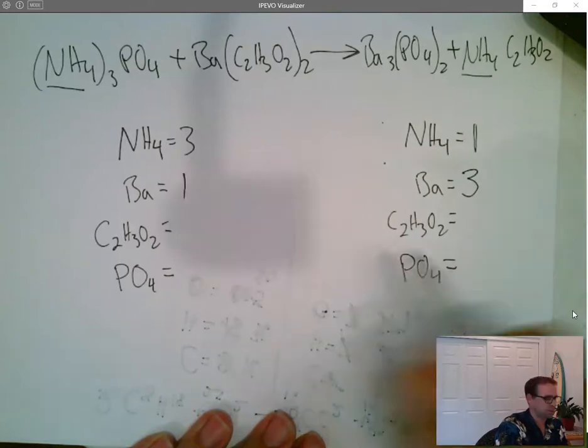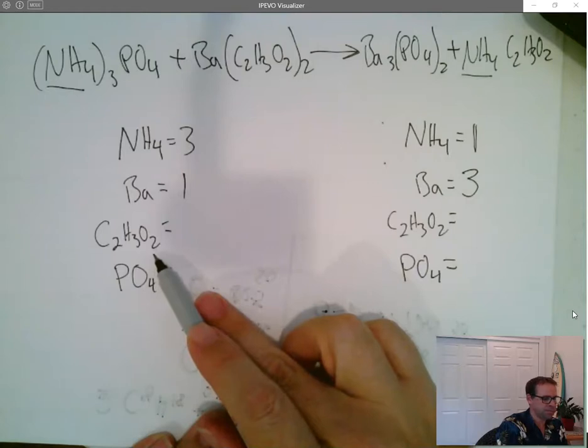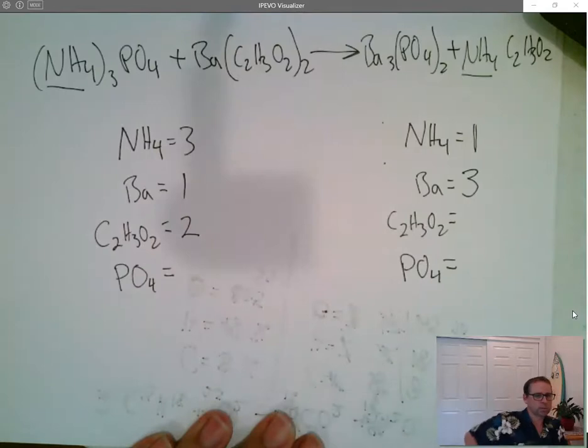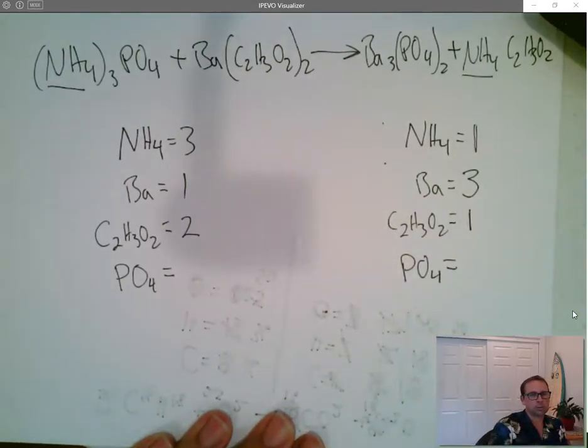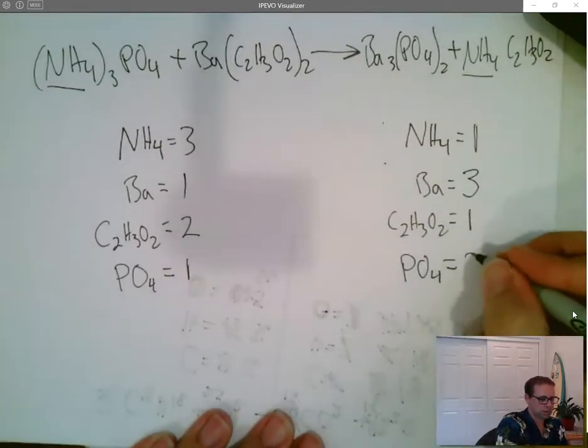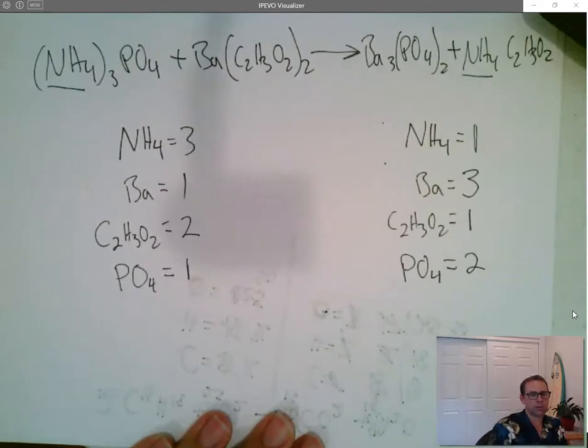Okay. Now for this acetate. Okay, so now we're times 2. Yep, 2. And then 1 on the right side. That's right. Very good. And then the PO4 is just 1, and then we have 2 on the right side. Excellent. Very good. So, what should we do first to try to start to balance this stuff?